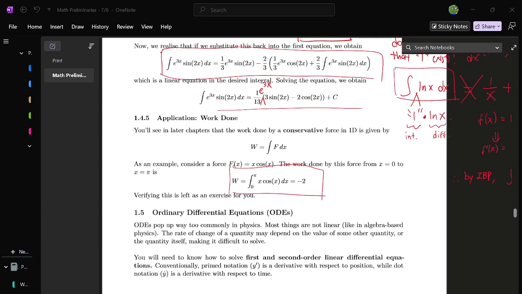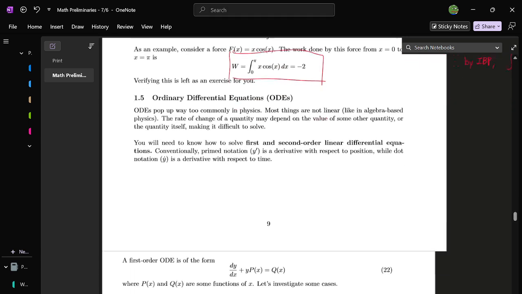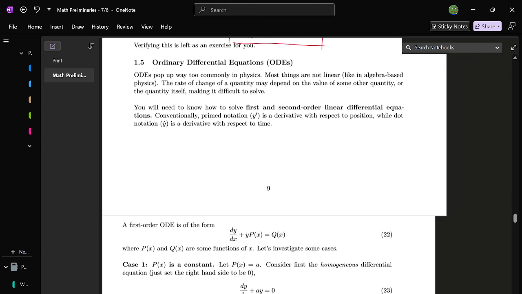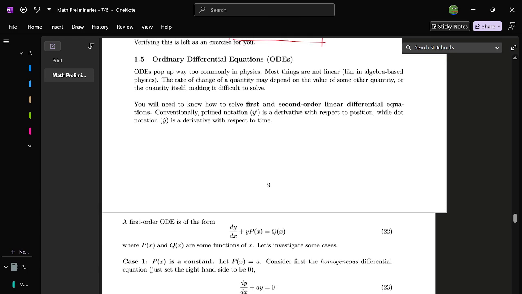So that is all the way up to integration. I will check the chat again. Okay, there's nothing. Okay, so the last real math part is on ODEs.